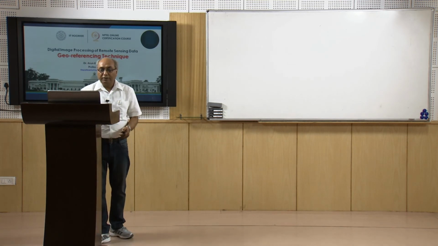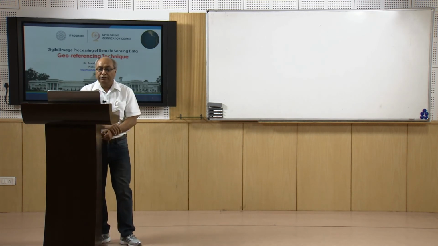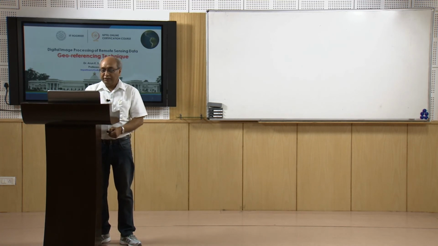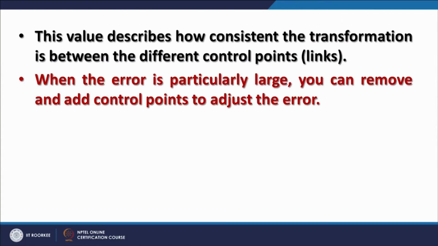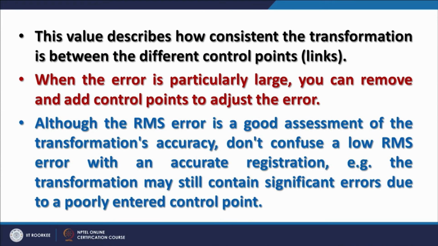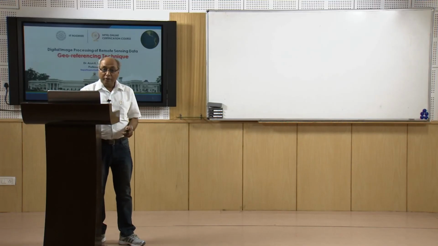This value describes how consistent the transformation is between the different control points, or the links like the blue line. When the error is particularly large, you can remove and add control points to adjust the error, which I have mentioned. Although the RMS error is a good assessment of the transformation's accuracy, don't confuse a low RMS error with an accurate registration. For example, a transformation may still contain significant errors due to poorly entered control points. If control points are unreliable, though the RMS is low, that doesn't mean that you will achieve a good georeferencing.